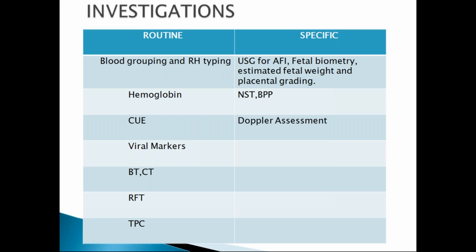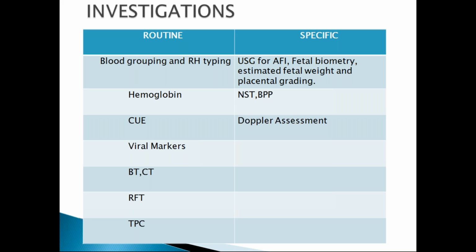Another thing is specific investigations. When you detect that the baby is not growing, we have to do specific investigations, apart from the routine investigations we normally do for all patients. For example, Rh factor: suppose she is Rh negative, then the fetus can be affected. Then there is ultrasound.